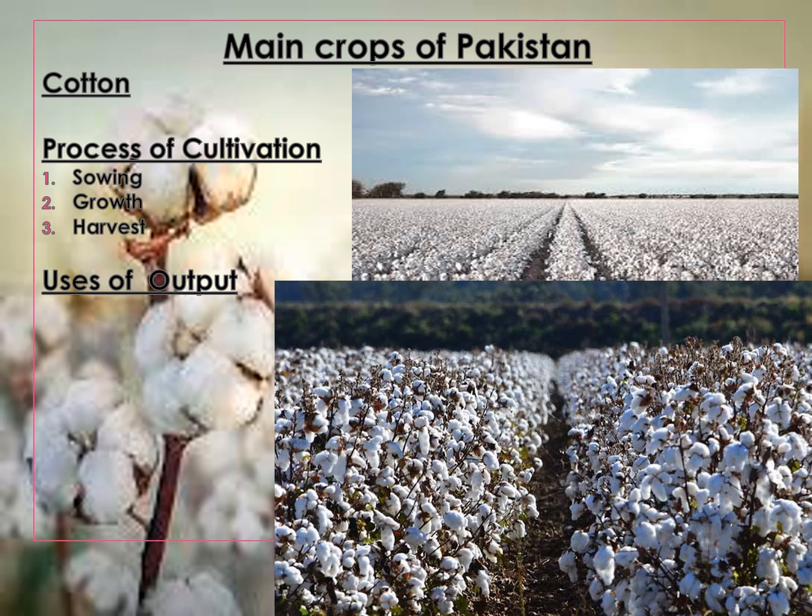If we talk about the output uses, cotton yarn is made by spinning the lint fibers. Cotton cloth is made in the textile mills after the process of weaving, and cotton fabric is used to make bed linen, cotton clothing, furnishing fabrics, and ready-made garments.